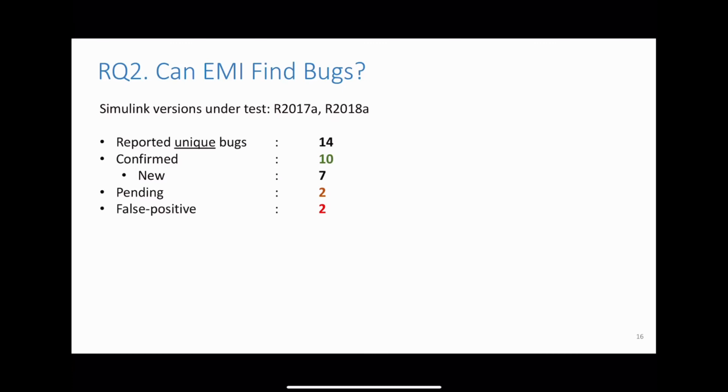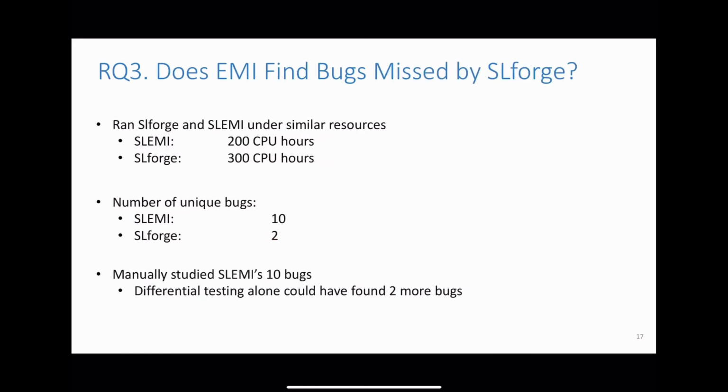Then, can EMI actually find bugs? Yes, we have so far reported 14 bugs to the vendor. Among them, 10 were confirmed and 7 were new. Our false positive rate is also low. Lastly, can EMI find bugs that are missed by SLforge? For this, we give the two tools similar resources, and the number of bugs found by SLEMI is actually much higher than SLforge.